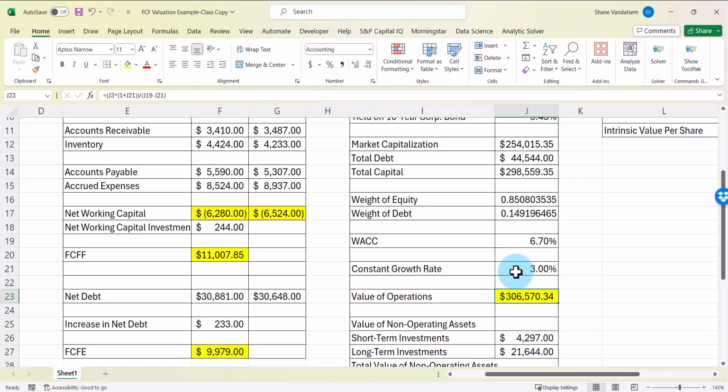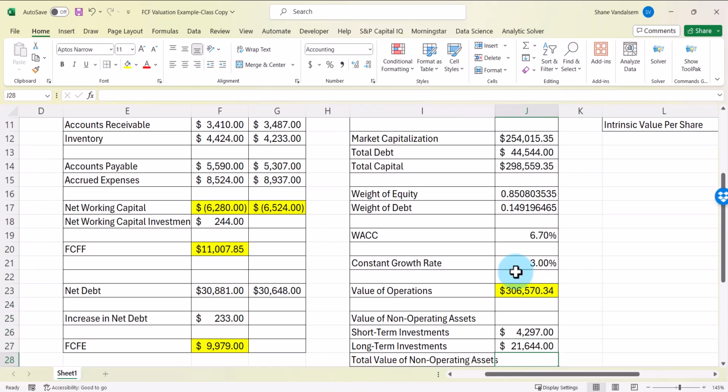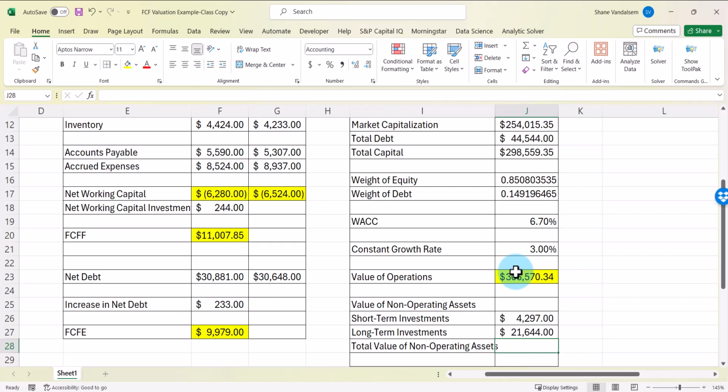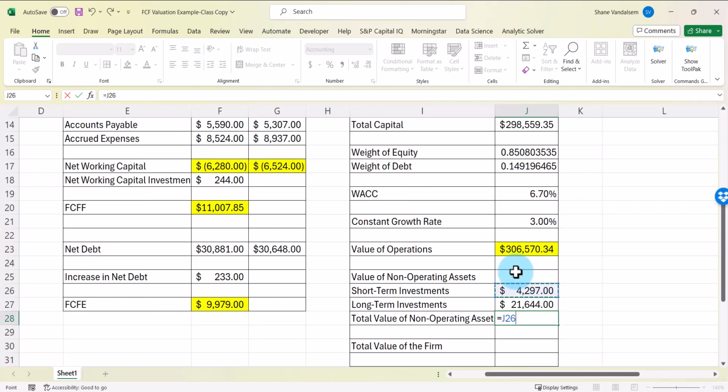To that, we're going to add in the value of non-operating assets. So Coca-Cola has $4.3 billion worth of short-term investments and $21.6 billion in long-term investments. And these are investments that are not used in the day-to-day operations of the firm, and so they're not part of the operations of the firm. So we're going to add those in separately. So our value of non-operating assets is $25.941 billion.